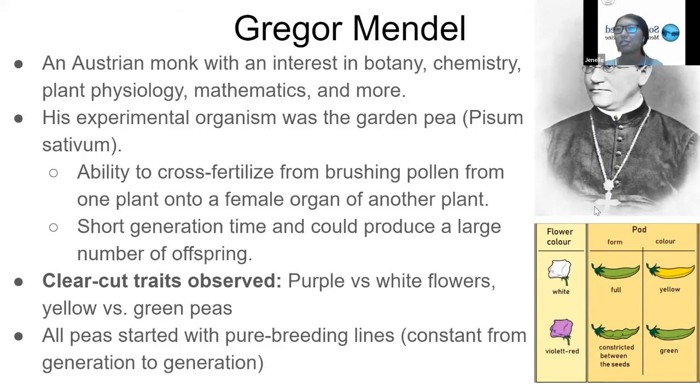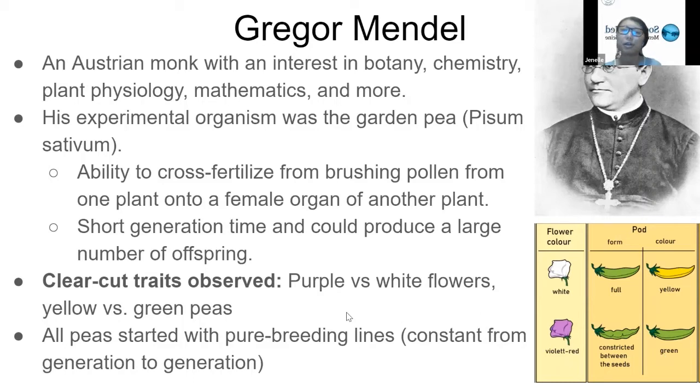And so here on the right is a picture of him, and then also these are just some traits. So the flower color, white versus violet red, also referred to as purple usually in textbooks, and also pod. So this is just an extra trait, the full pod versus the constricted, and then as I mentioned with the color, the yellow and the green.